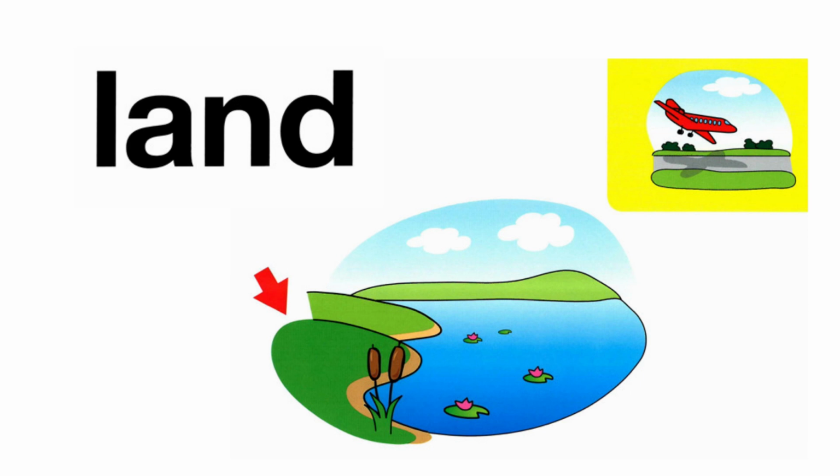Land. Land is the part of the earth that is not water. You can see land next to the pond in this picture. Then look at the picture again and find the box in the corner. It shows a different meaning for land. When a plane touches down on land, we say the plane has landed.